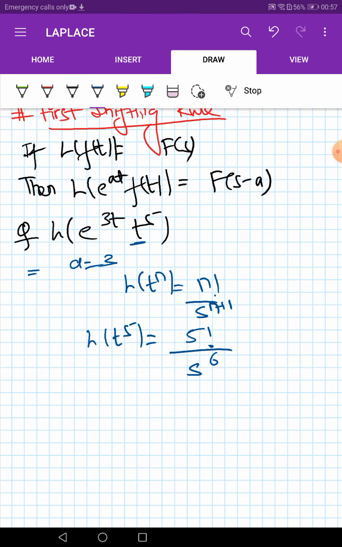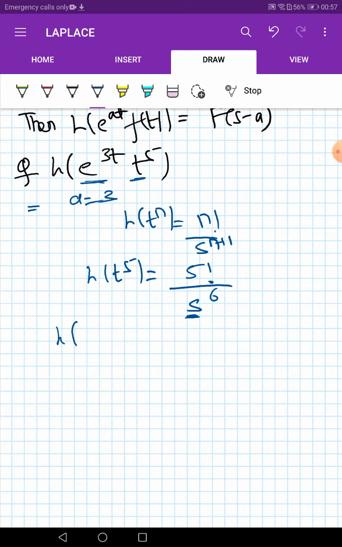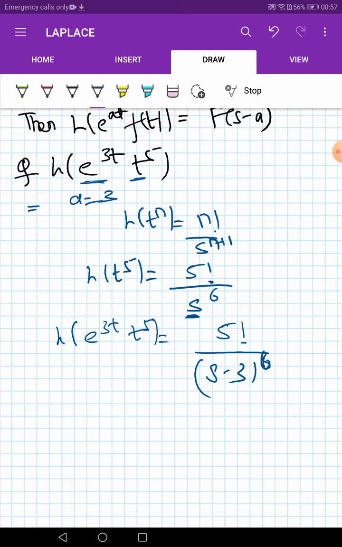But we also have e power at, so we need to replace s with s minus a, that is s minus 3. So the Laplace function of e power 3t t power 5 will be equal to 5 factorial divided by (s minus 3) power 6. This is our answer.